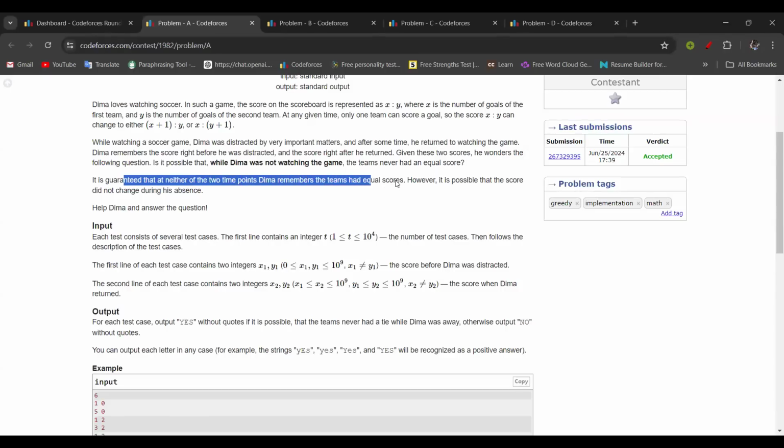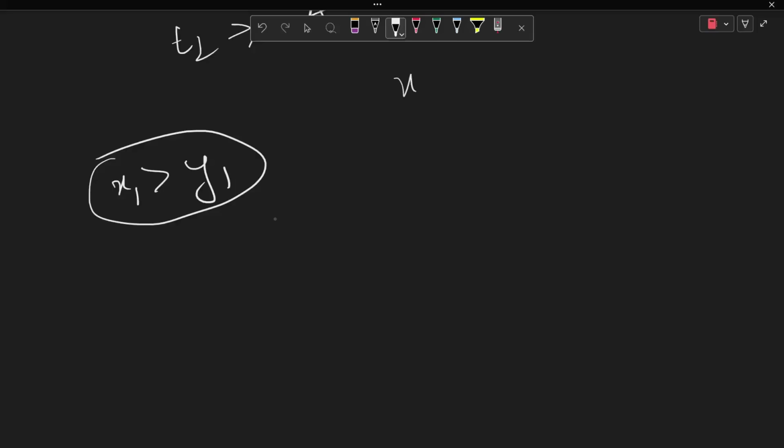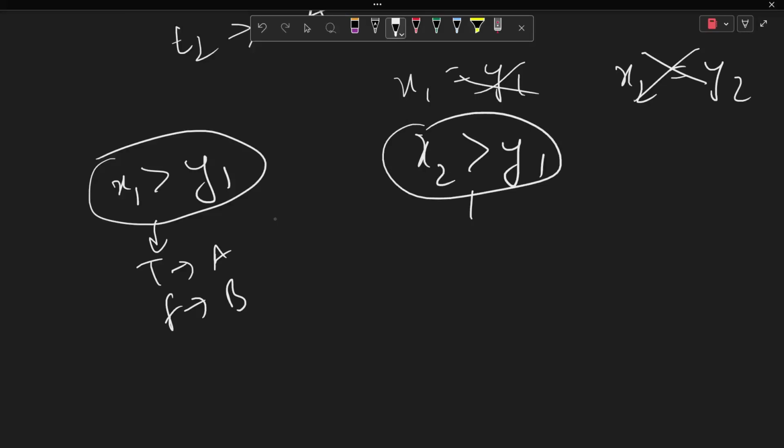So it would never happen that x1 equals y1 or x2 equals y2. This case is never given to us. It's mentioned in the problem only. So either x1 would be greater than y1 or x1 would be less than y1. If this returns true, then team A is leading. If this returns false, then team B is leading. And then we would check x2 greater than y2. If this returns true, then team A is leading. If it returns false, then team B is leading.